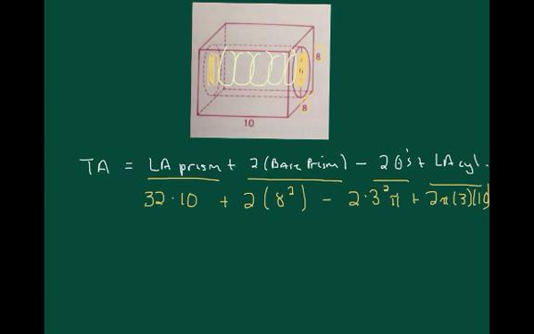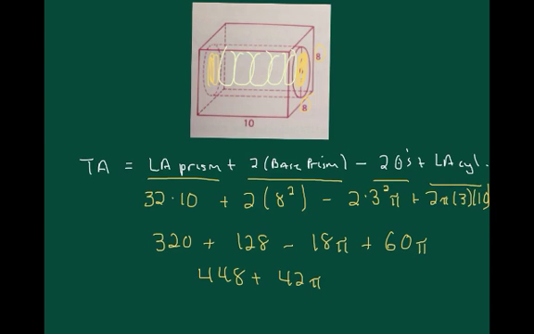So the lateral area of the prism is the perimeter of the base, 8 plus 8 plus 8 plus 8, which is 32 times 10, giving us 320, plus the 2 bases, which are 8 by 8, so that's going to give us 128, minus the 2 circles. So 2 times 9 pi is minus 18 pi. And then we're going to add on the lateral area of the cylinder, which is 2 pi times 3 times the height of the prism, which is 10. All right, adding all that up, we get 448 plus 42 pi.